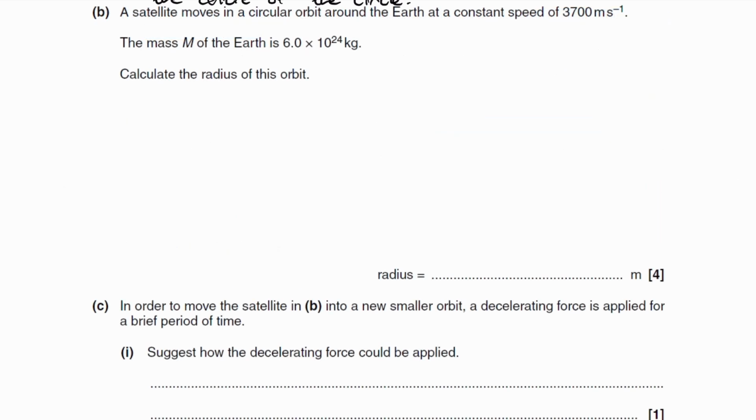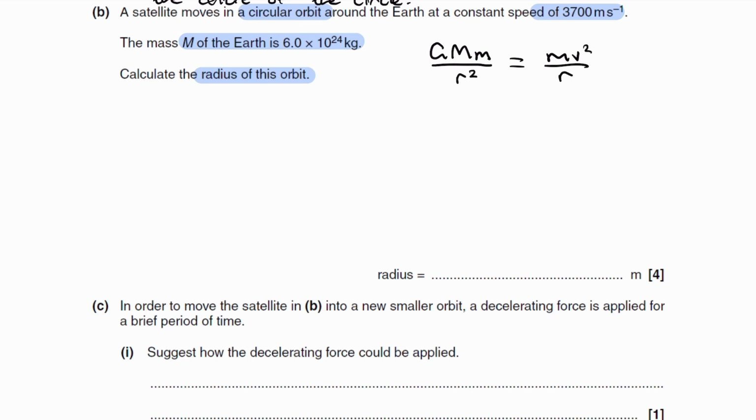And then for part B, a satellite moves in a circular orbit around the Earth at a constant speed of 3,700 meters per second. The mass of the Earth is 6 times 10 to the 24 kilograms. Calculate the radius of this orbit. So we can equate the gravitational force, because we have circular motion, we can equate the gravitational force to the centripetal force.